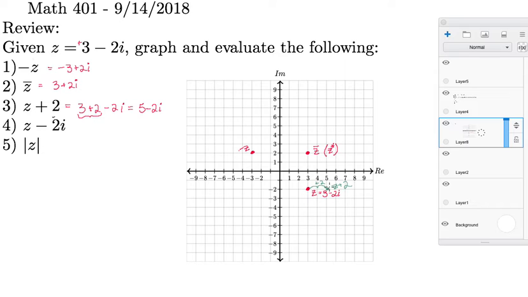Likewise, if we subtract 2i, that's the same as taking Z, but because now we're subtracting an imaginary part, by convention we move Z 2 units down. So here's Z, move 2 units down. This would be subtracting 2i. Now we're at the point Z minus 2i.